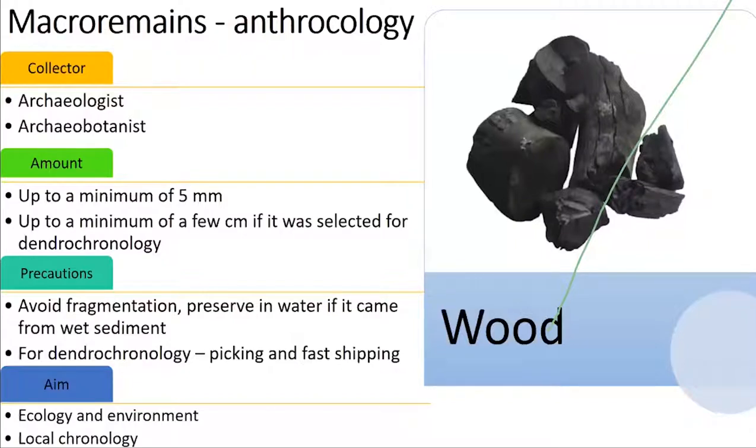And the amount, again, this information was given by our professors, was a minimum of 5 millimeters if you would like to make anthropological analysis, and a minimum of a few centimeters of the wood if it was selected for dendrochronology. And please avoid fragmentation. If it was found in a wet environment, keep it in a wet environment. And for dendrochronology, picking and fast shipping is important.